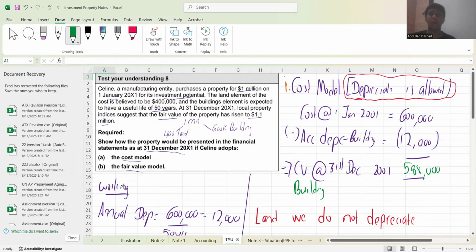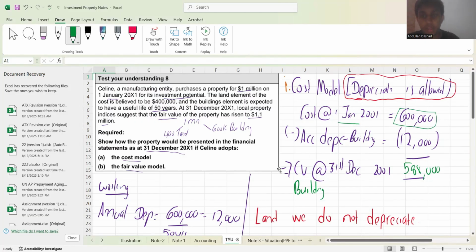Okay. Now, they are asking, show the accounting treatment if it's a cost model, and show the accounting treatment if it's a fair value model. So let's do the cost model first of all. You know the cost on 1st January. How much was it? On 1st January, it was 600,000.